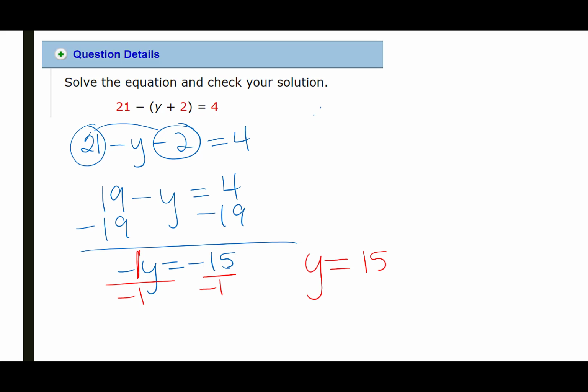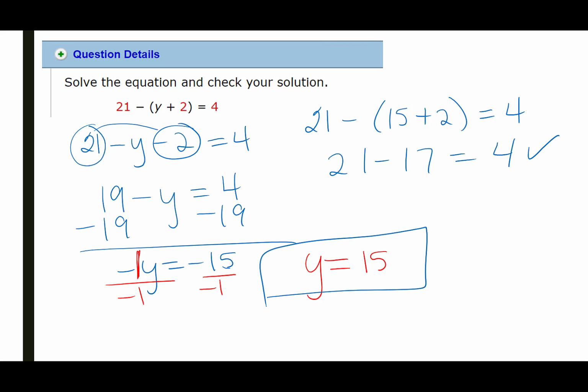Now check our answer. 21 minus, this is 15 plus 2. We want to know if that does equal 4. Well, 15 plus 2 is 17, so 21 minus 17 does equal 4. And so our answer is y equals 15.